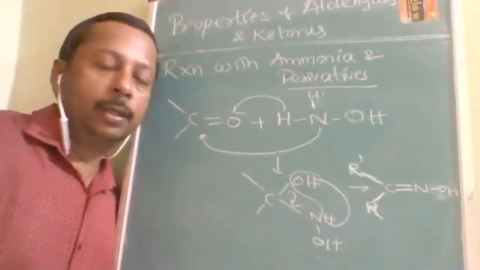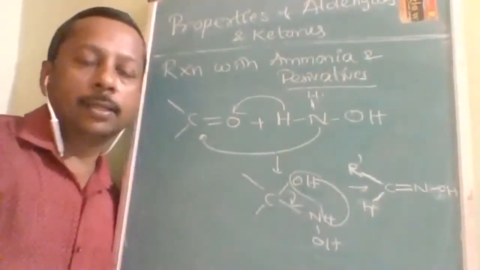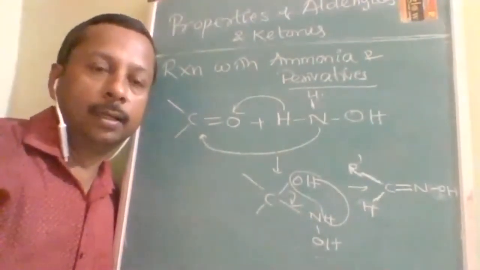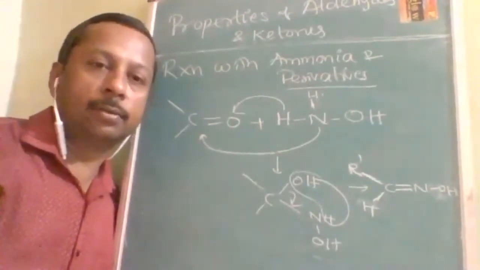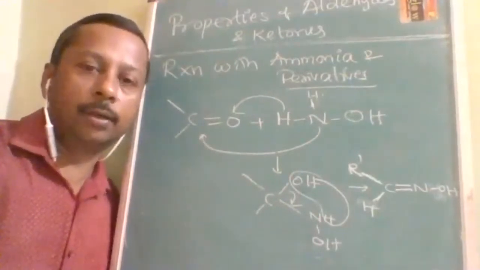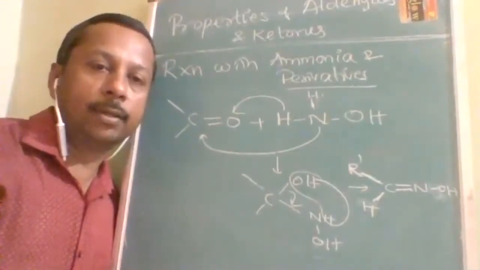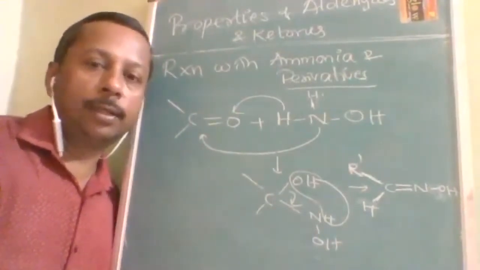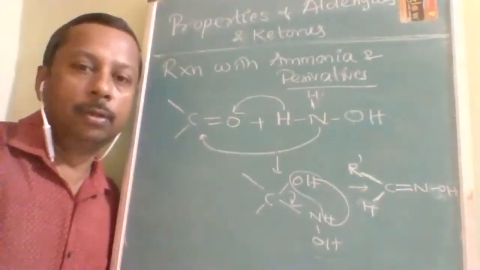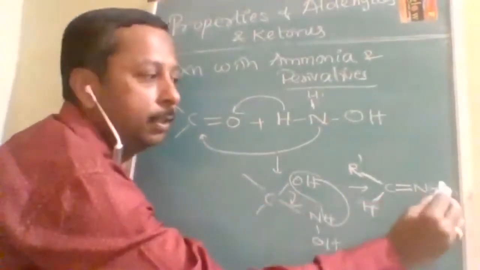ketoxime. If at least one place is hydrogen, then it is called an aldoxime. If both sides are alkyl groups, then it is called a ketoxime. If both sides are hydrogen also, it is aldoxime. At least one hydrogen or both hydrogen, aldoxime. If both sides are alkyl groups, then it is called a ketoxime. So depending on the groups on the double bond carbon atom, they are divided into two types. If H is there, imines. If OH is there, oxime.